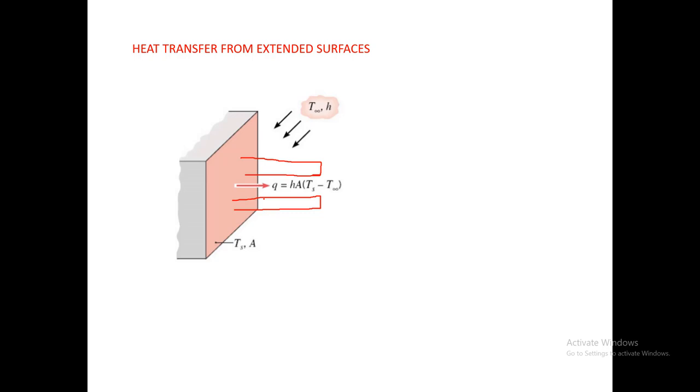Why do we need to increase this heat transfer, or dissipate this heat? Because for the safe and long operation of the system or devices, in some applications we need to dissipate heat, for example, to maintain the temperature up to some level and not to exceed the temperature limit of the system. We need to dissipate this heat.